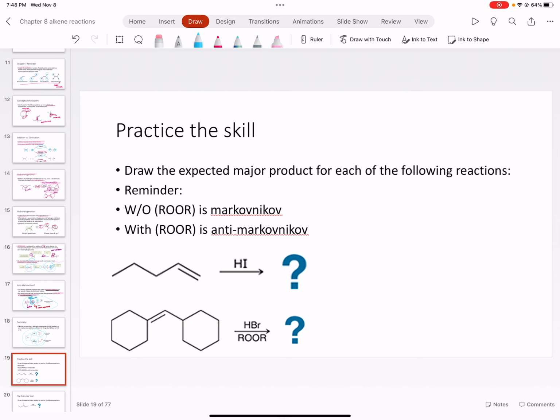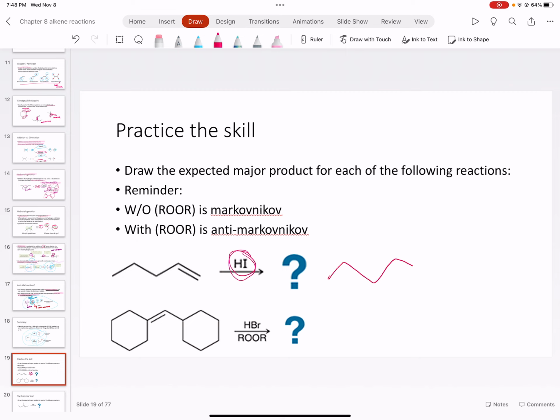So I would say we just have to do a lot of practice for this one, and just get familiar with our reagents and see what each one does. So, for example, in here, I don't have any peroxides. It's only HI.